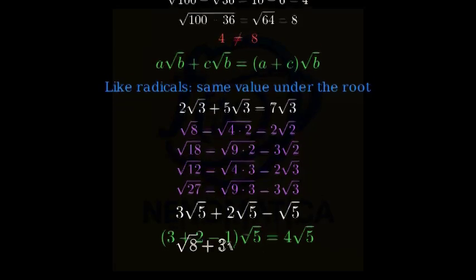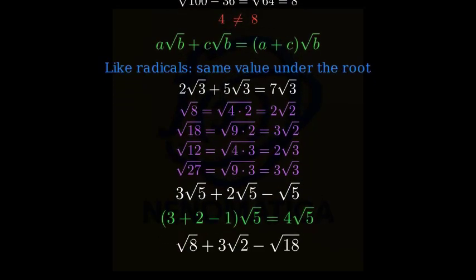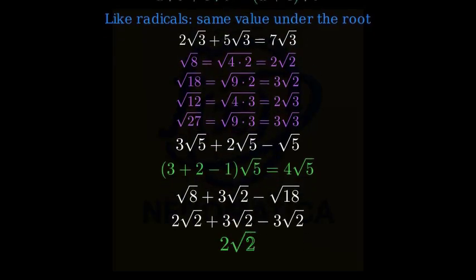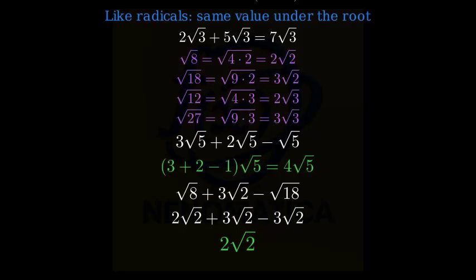Example 2. The square root of 8 plus 3 root 2 minus the square root of 18. Simplify each radical first. 2 root 2 plus 3 root 2 minus 3 root 2. Now combine like terms. The 3's cancel, and the result is 2 root 2.